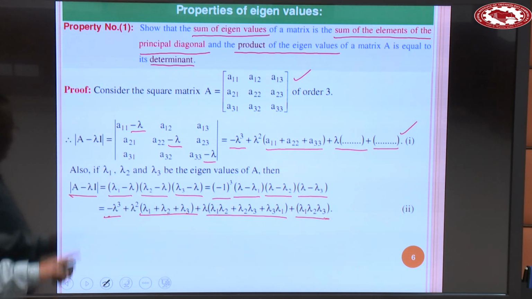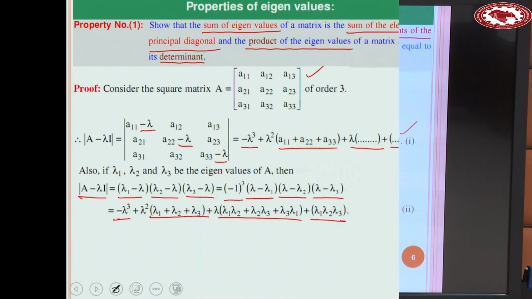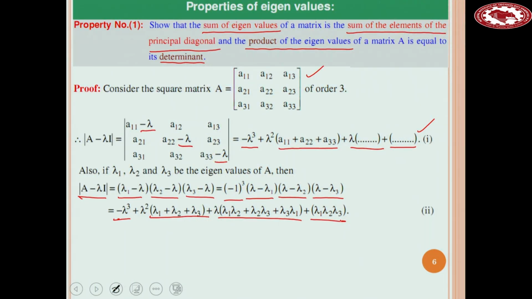Clear? Now the determinant of A minus lambda I, both are the same, right? So this means that this result and this result are the same, comparing the coefficient of lambda square. So when you compare the coefficient of lambda square, lambda 1 plus lambda 2 plus lambda 3 is equal to A11 plus A22 plus A33. This means that the sum of the eigenvalues of a matrix A is equal to the sum of the elements of the principal diagonal. Okay. So this completes the first part.